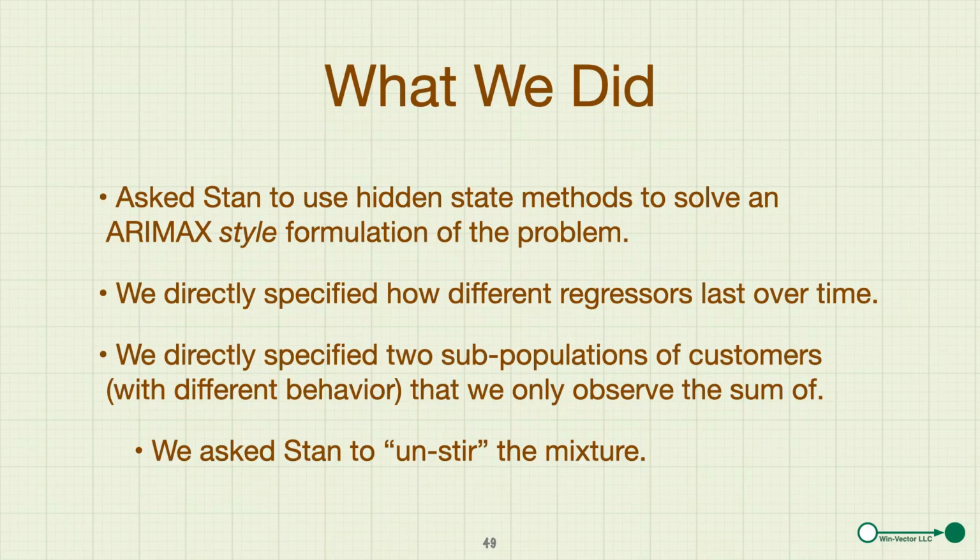And it did. Now, we paid for that as an inefficiency that took Stan 5 minutes instead of ARMA 500 milliseconds. But we can afford that. We directly, again, specified there are 2 unobserved subpopulations, and we're only observing the sum of those 2 populations. So we're asking Stan to unstir a mixture. And it somewhat can do it because stability of counts is probably due to the autoregressive subpopulation, and unstable counts are probably due to the transient population.